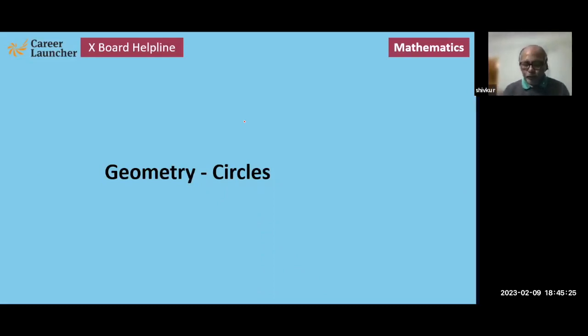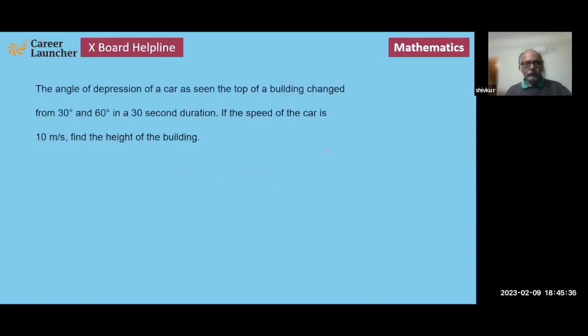Okay, so before we move on to solving questions of circles, here is something that I want you to look at. तो ये जो heights and distances का concept है, these are concepts that are based on the properties of trigonometry, right? Trigonometric ratios. तो ये वाला question आप थोड़ा solve कीजिएगा.